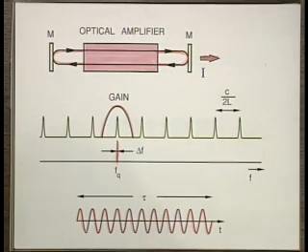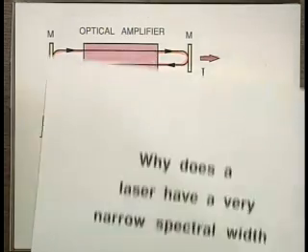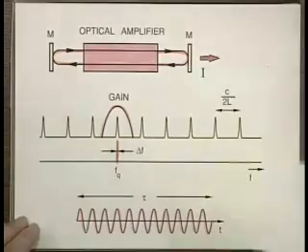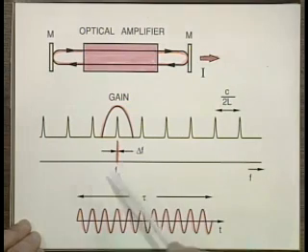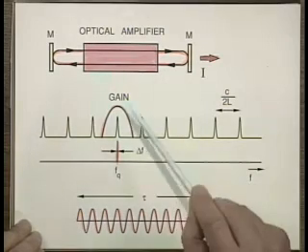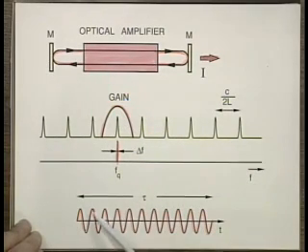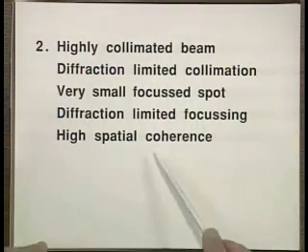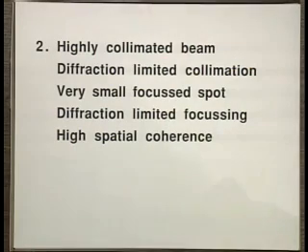So if somebody asks you why a laser has a very narrow spectral width, one can say it comes from the fact that we have an optical amplifier within a resonator with enough gain to overcome the losses, giving us this extremely narrow line width. Now I'm going to tell you about the next property, the one that has to do with diffraction limited collimation and focusing. Where does this property come from?